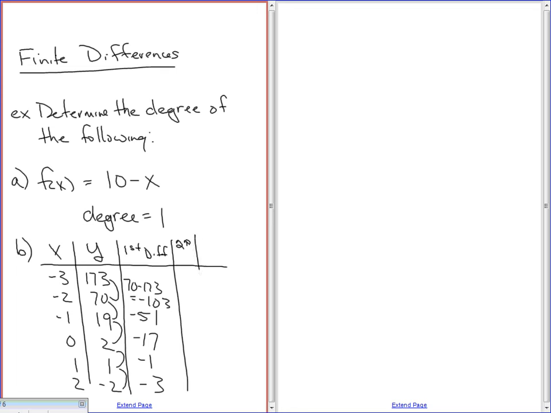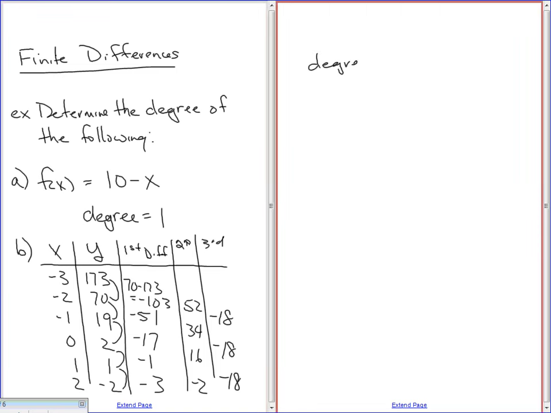You find the second differences in the exact same way. You take the number below and subtract the number above. So if I do that, in this case I get 52, 34, 16, and negative 2. They don't match. Now I'll try the third difference, and if I do that, you notice that the third differences match. Because the third differences match, that tells me that the degree of this polynomial is 3, and a degree 3 polynomial has a special name.